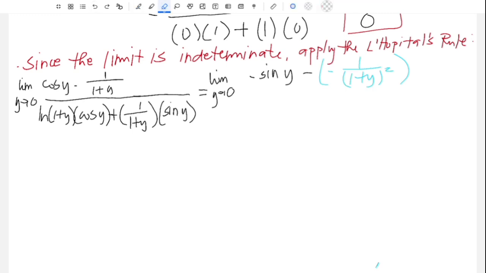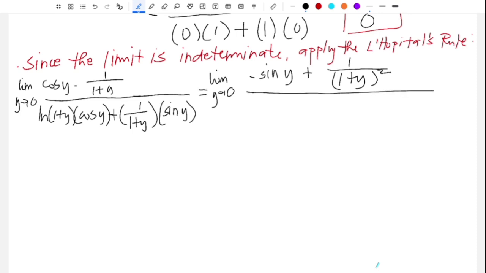It's going to be positive, 1 over 1 plus y squared over. Now, let us derive our denominator. Are you familiar with the form? What rule should we use?